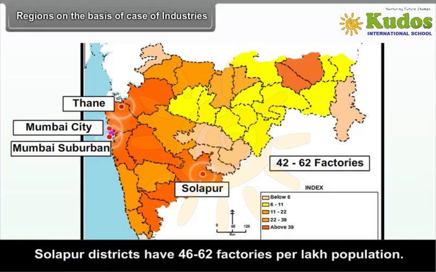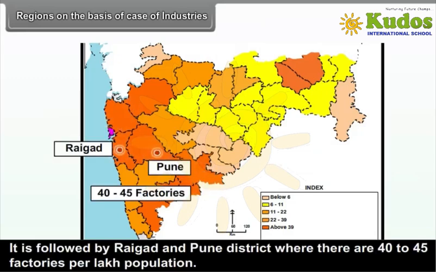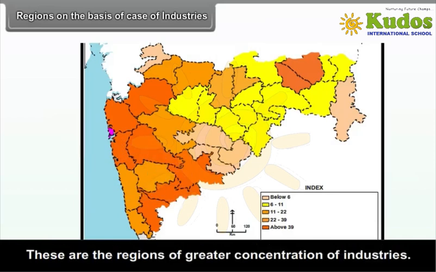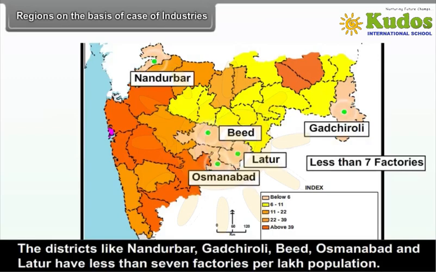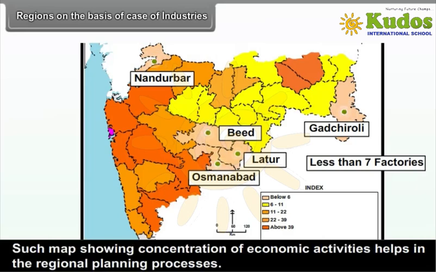You will see that there is a concentration of factories in Mumbai city and suburban, Thane and Solapur districts, which have 46 to 62 factories per lakh population. It is followed by Raigad and Pune districts where there are 40 to 45 factories per lakh population. These are the regions of greater concentration of industries. Districts like Nandurbar, Gadchiroli, Bir, Osmanabad and Latur have less than 7 factories per lakh population. Such maps showing concentration of economic activities help in the regional planning processes.